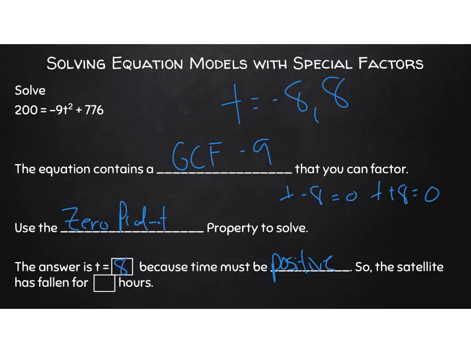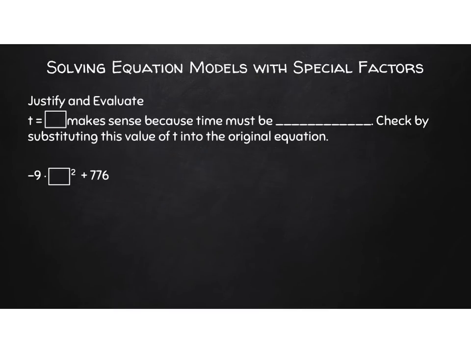Okay, even though we solved for a negative 8, we got to put that back into context. So theoretically, 8 and negative 8 are solutions. But in the context of this real world problem, we're talking about time, and time can't be negative. So the satellite has fallen for 8 hours. And so t equals 8 makes sense because time must be positive.